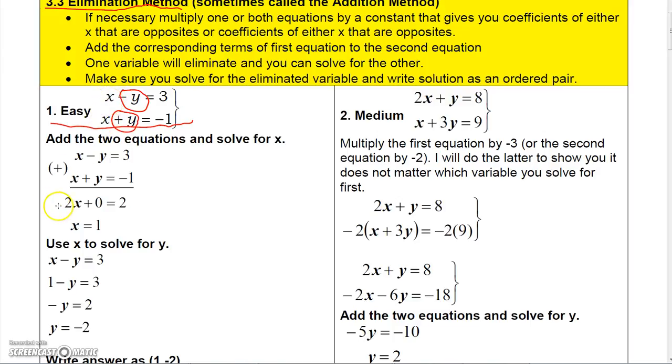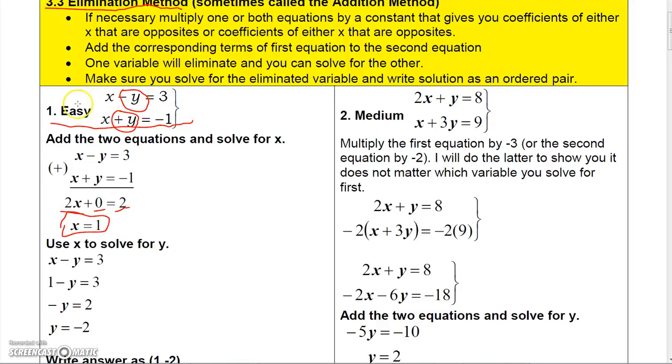x plus x is just going to give me 2x. And minus y plus y is just going to be 0. So I'm just going to get 2x over on the left side, and then when I add 3 to negative 1, I get 2. So you have 2x equals 2, and all you have to do is divide by 2 to get x. So we get x equals 1.